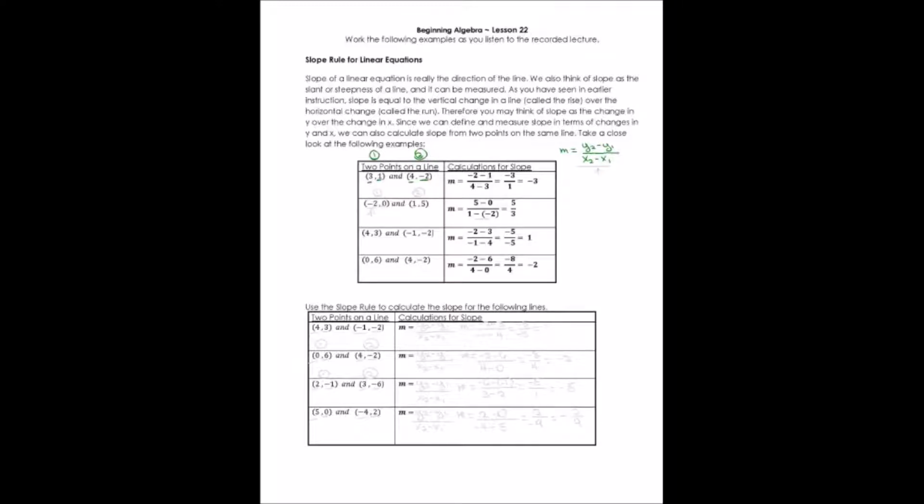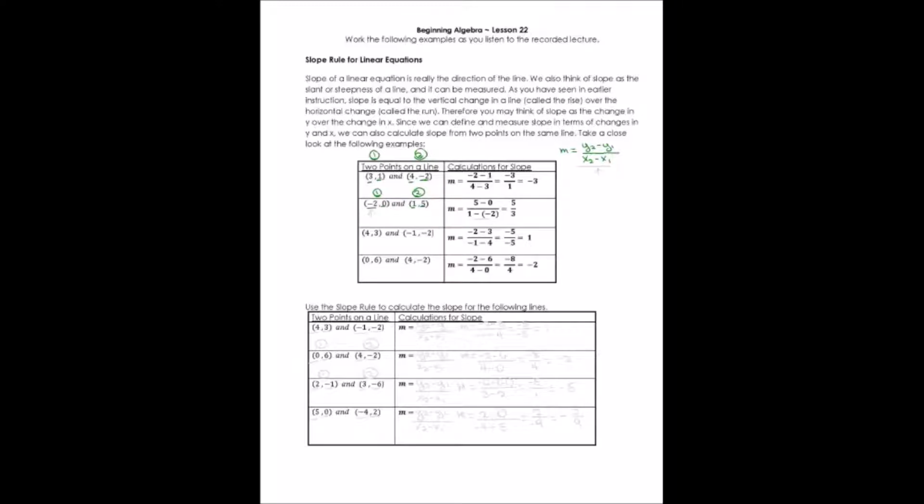Let's check out example number 2. I'm going to use the same points for 1 and 2. I'll make this point 1 and this point 2. I'm going to fill in my y2 minus y1. I'm going to say y2 is 5 minus y1 is 0. And I'm going to fill in my x2 minus x1. x2 is 1, and x1 is going to be negative 2.